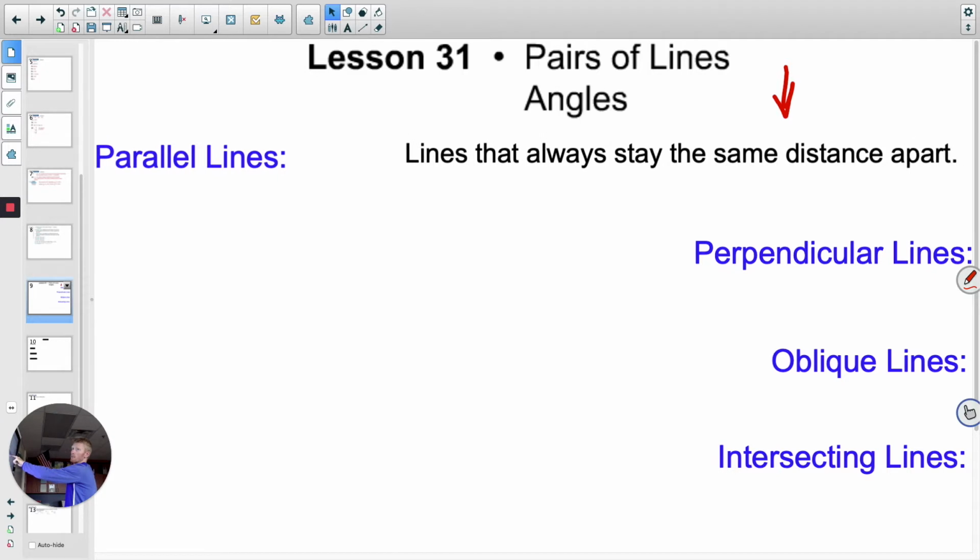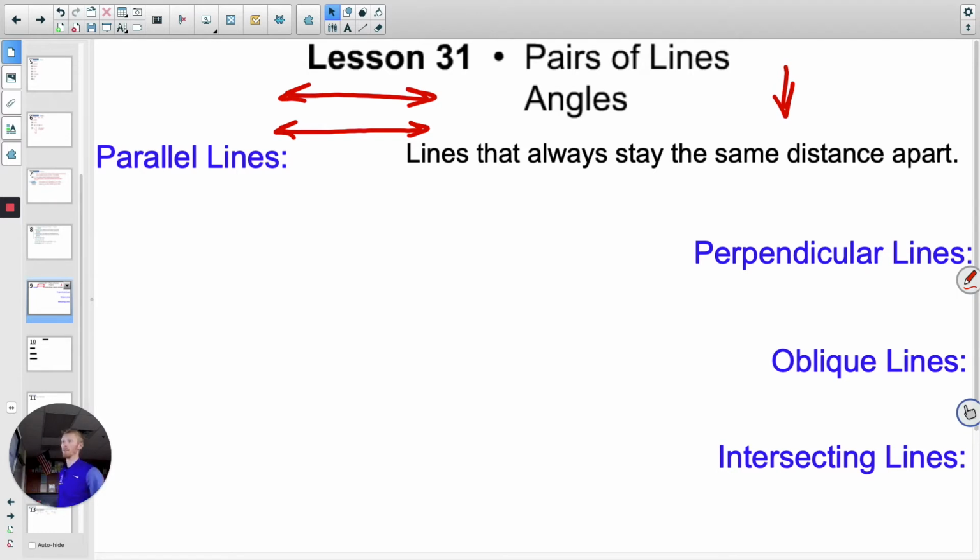Parallel lines, lines that always stay the same distance apart. So if you put your arms like this, that is parallel. Or like this, that is parallel. Parallel lines. You can make an illustration. These are parallel lines right here.